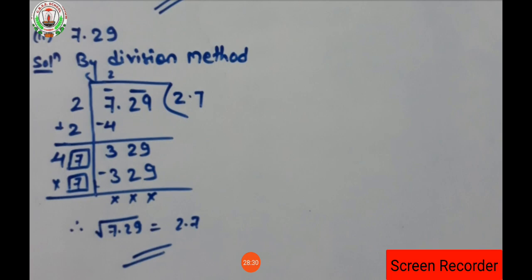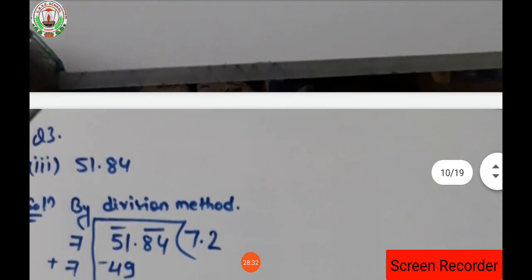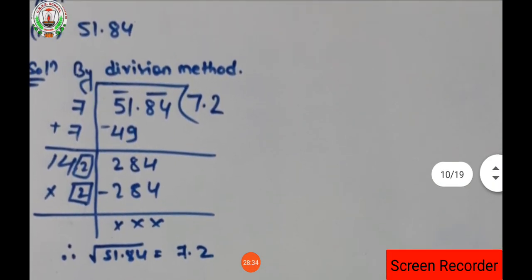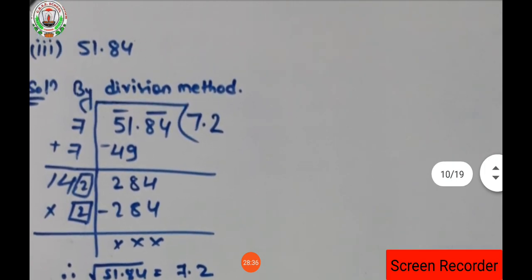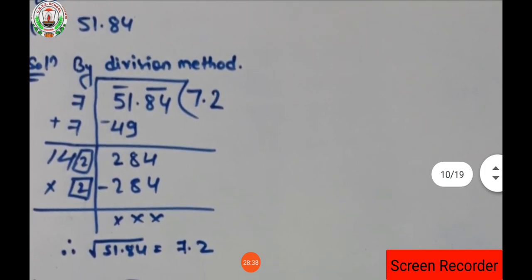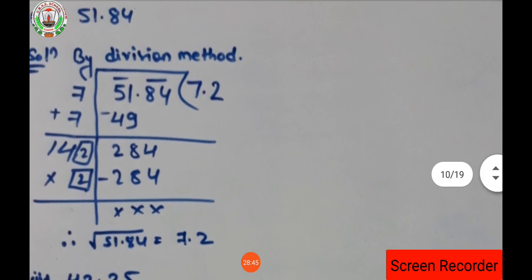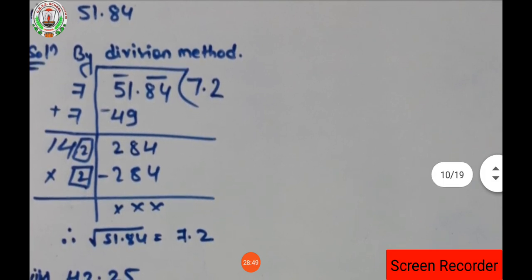Clear everyone? Hope you people are understanding the questions. So then in the same way you have to do the third part of question number 3, 51.84. So you have to make the pairs from the right hand side. So 84 will be one pair and 51 will be another pair. Now think of a number: 7 into 7 is 49. If we do 8 into 8, that will be 64. It will be more than 51, so we will take 7 only.